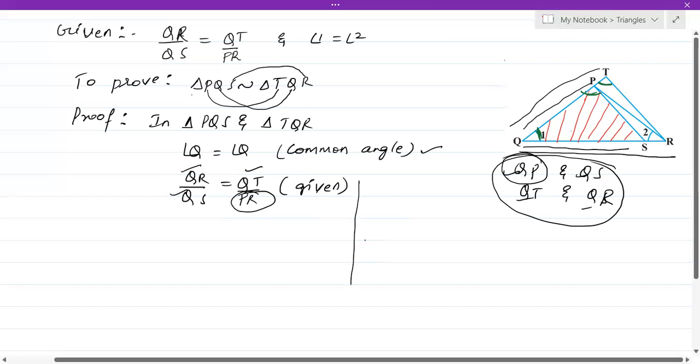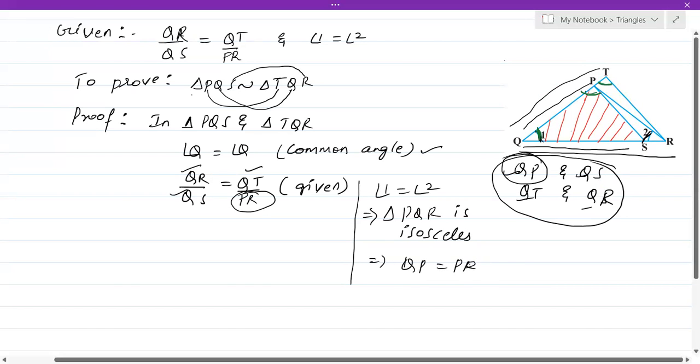That can be easily done because they have given angle 1 is equal to angle 2. Angle 1 is this and angle 2 is this. So if two angles are equal, then the triangle PQR is isosceles. If two angles are equal, then two sides are equal, which implies QP is equal to PR.